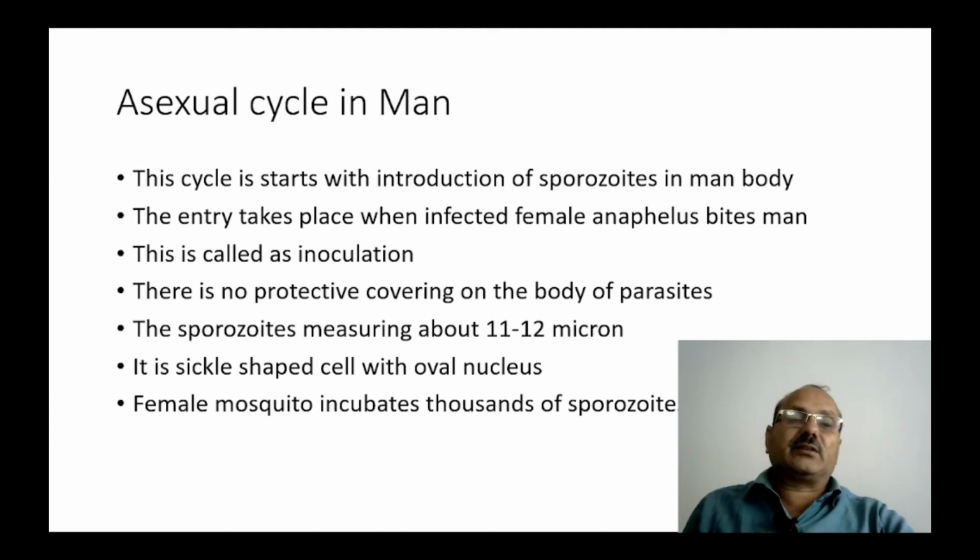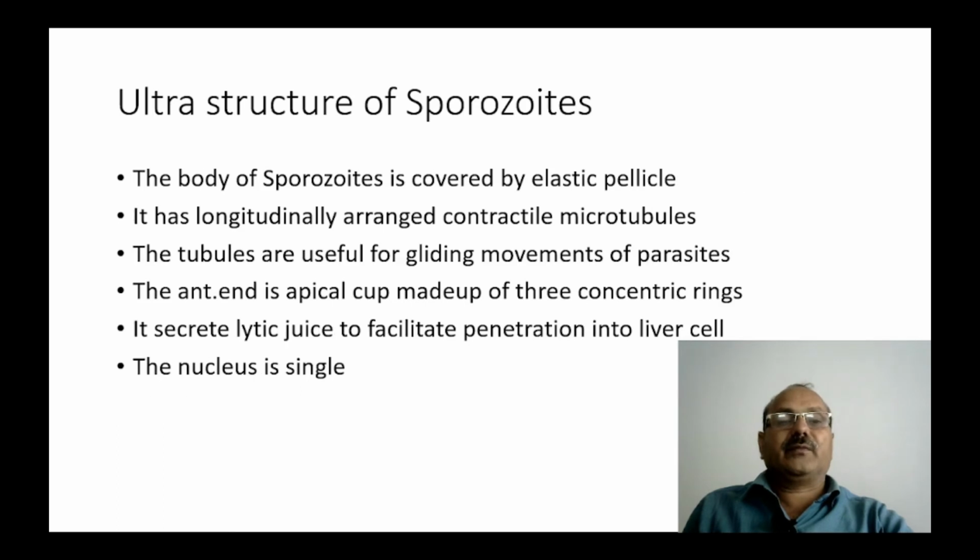This cycle starts with the introduction of sporozoites into the man's body. The entry takes place when an infected female Anopheles bites man. This is called the inoculation period. There is no protective covering on the body of the parasite. The sporozoites measure about 11 to 12 micron. They are sickle-shaped cells with an oval nucleus. The female mosquito inoculates thousands of sporozoites into the human body.